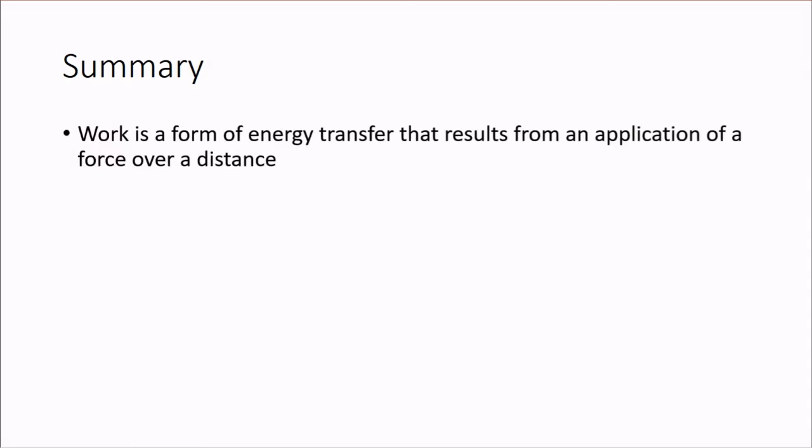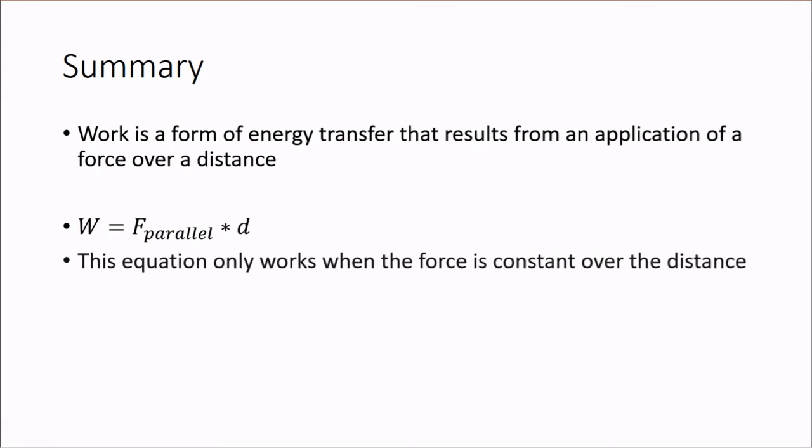Let's summarize what we learned before we end this video. We learned that work is a form of energy transfer that occurs due to the application of a force over some distance. In fact, the formula for work is given by work equals force times distance. More accurately, we only care about the component of force that is in the same direction as the distance traveled. So we will rewrite our work equation like this. Finally, this equation only works if the force is constant over the distance traveled.